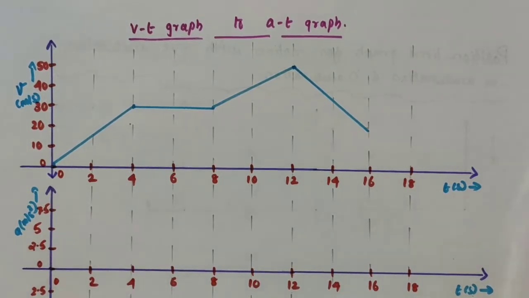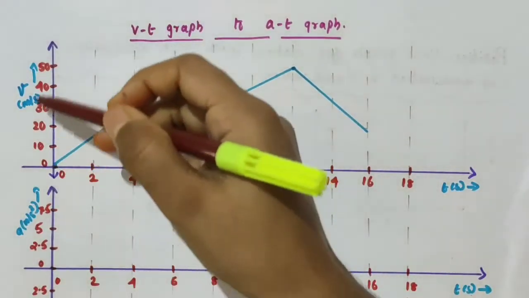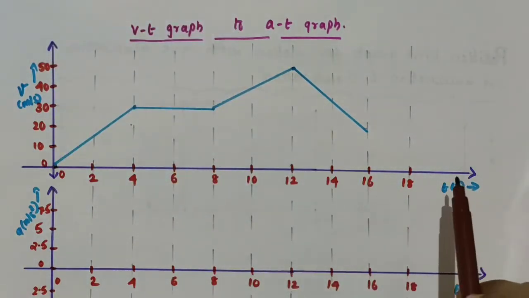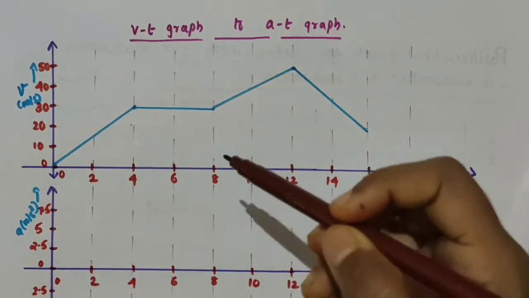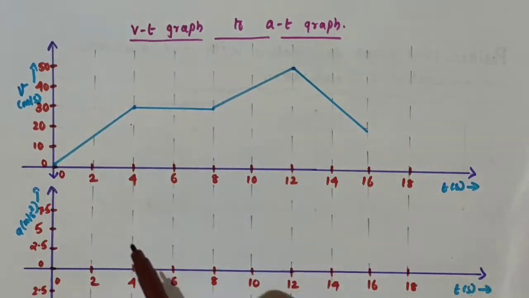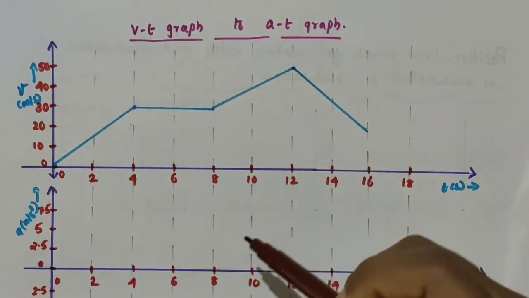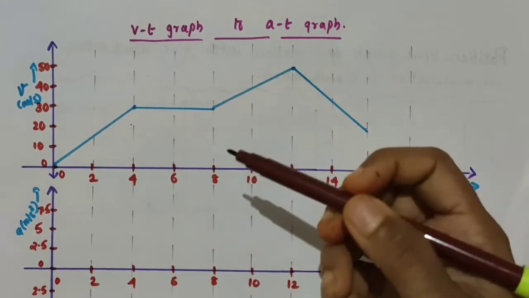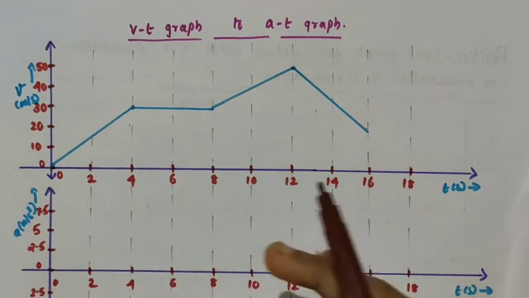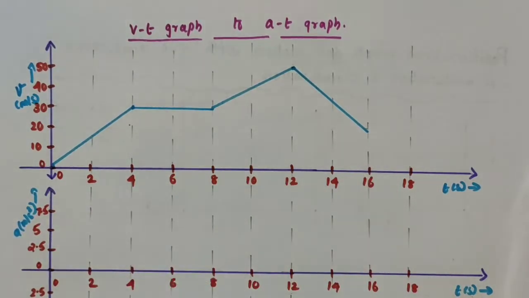So you see in the velocity time graph, velocity values are taken along this axis and time values are taken along this axis. Then while we are drawing the corresponding acceleration time graph, we will take the acceleration values along this axis and the time values along this axis. We may need the positive y-axis, negative y-axis, negative x-axis, etc. So you have to draw all this according to the need of the graph.